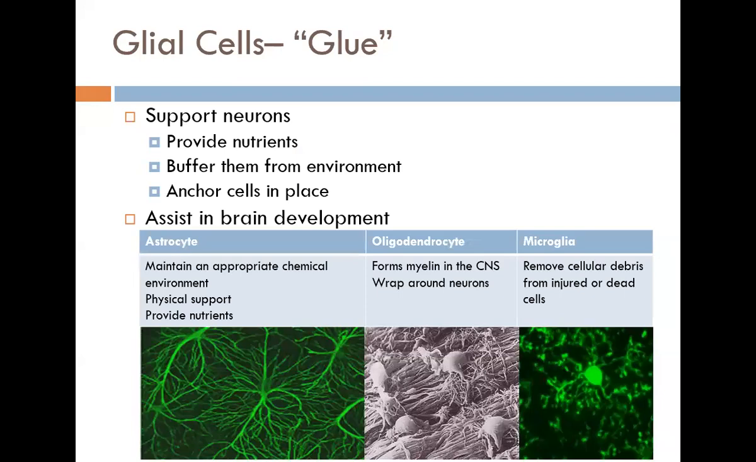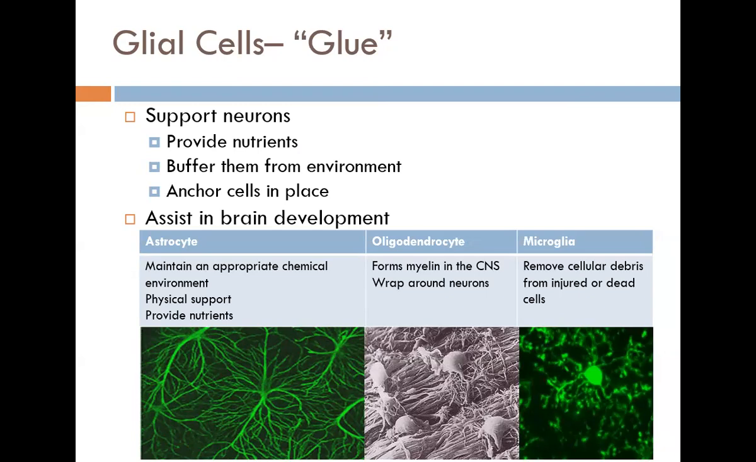So let's talk about those glial cells, the glue. These are the cells that help provide a warm and inviting environment for our neurons. These are our support cells. They provide nutrients. They allow a buffer from the environment to allow for protection against the cerebral spinal fluid and whatever else is around it.